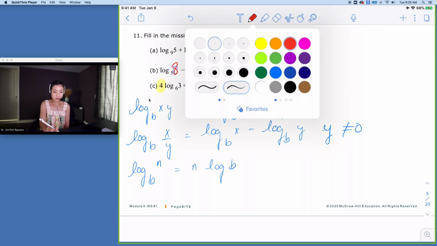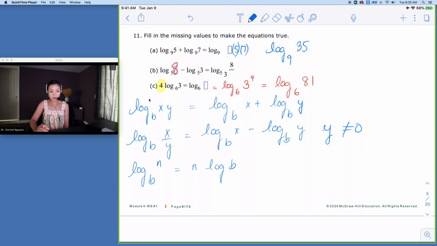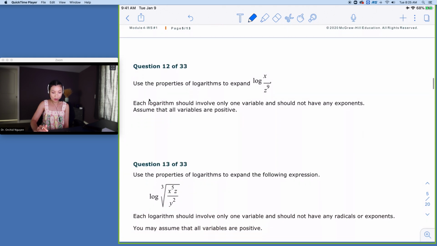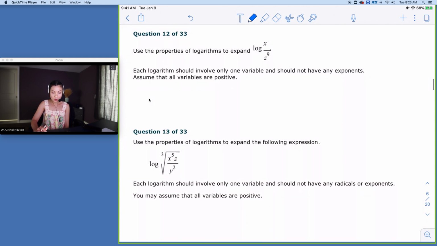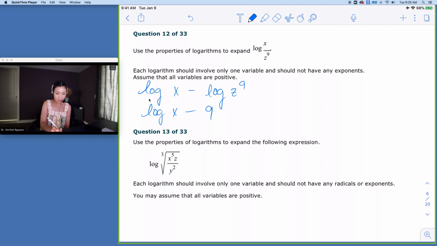Okay, so those are the three properties you need to know really well. Now, based on those three properties, we can expand a log function. So you can see right here we have division. So I have log x minus log z to the ninth power. You don't want to leave the power, so I have to rewrite one more time and bring 9 to the front.